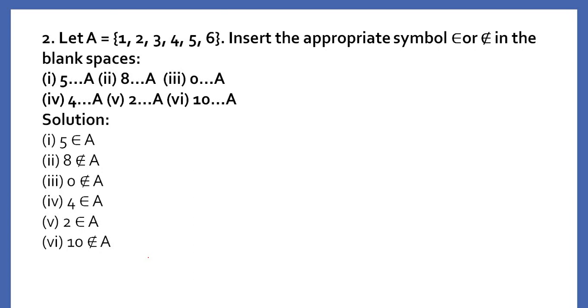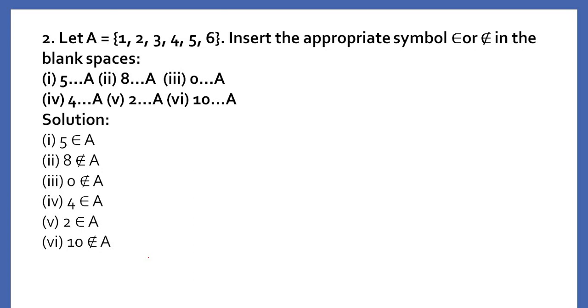Next, 0. 0 is not in the set. In question number 3, the element is 0, and obviously 0 is not in the set. Therefore we use the symbol does not belong to. So 0 does not belong to A. In question number 4, the element is 4 and 4 is in the set. Therefore 4 belongs to A. In question number 5, the element is 2 and 2 is in the set. Therefore we use the symbol belongs to. Therefore 2 belongs to A.